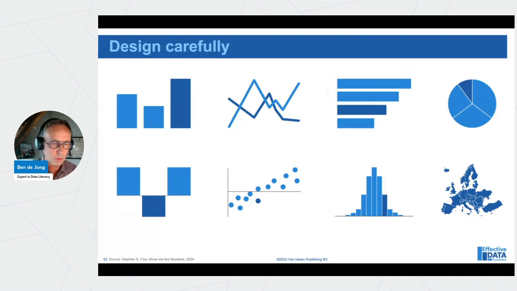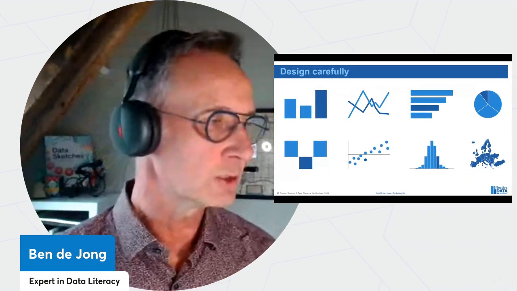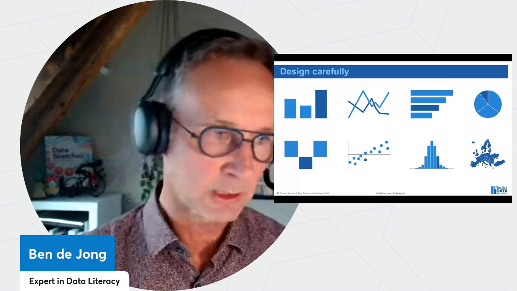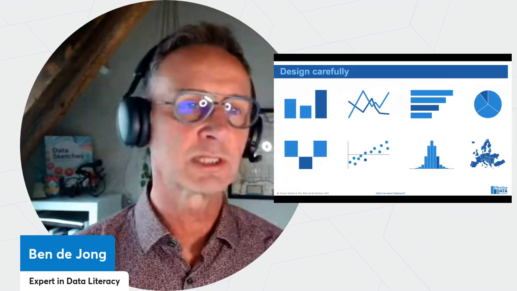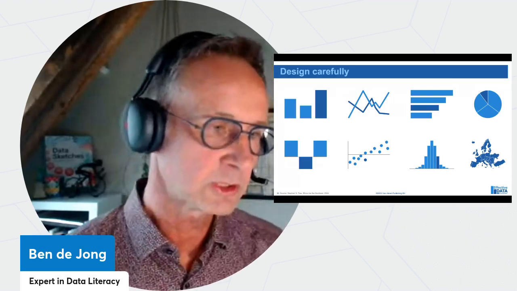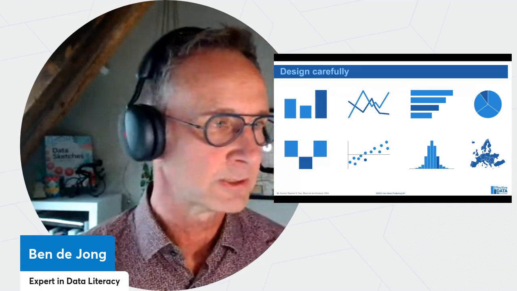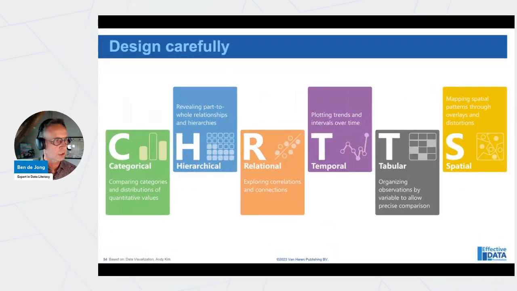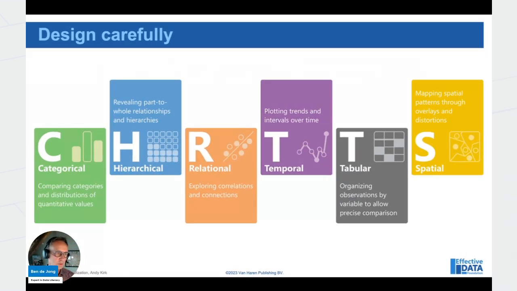And then you go to explain, sorry, and then you need, of course, those visuals again. The bar chart, the line chart, ordering, part to whole, showing the difference, scatter plot, and maps, and histograms. All those things are there to show the data, and you should be aware how graphically literate your audience is. Do they know what to read? And we have a nice framework called charts. We used a lot of the Data Visualization Handbook by Andy Kirk. And it's all about categorical data, hierarchical data, relational data, temporal data, tabular data, and spatial data.